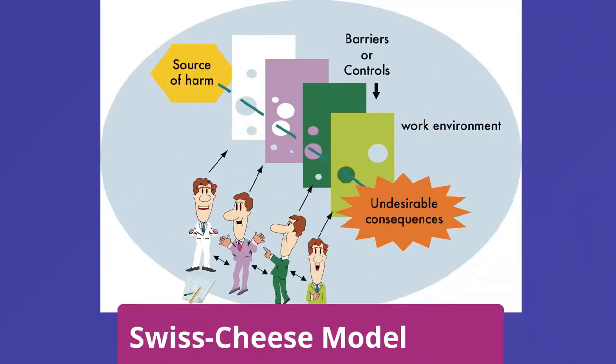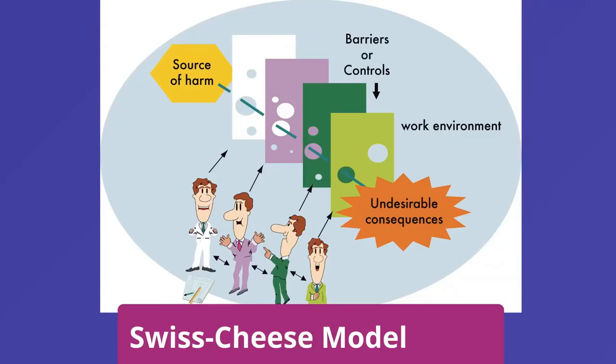So I have a graphic here demonstrating the Swiss cheese model. You'll see at the left you have the source of harm, and what happens is you'll move through these different Swiss cheese holes until you get to the undesirable consequence. So on the left, the source of harm may be that your pharmacy dispensed the wrong medication to a patient, and all of these barriers or controls would be opportunities where it could have been changed.